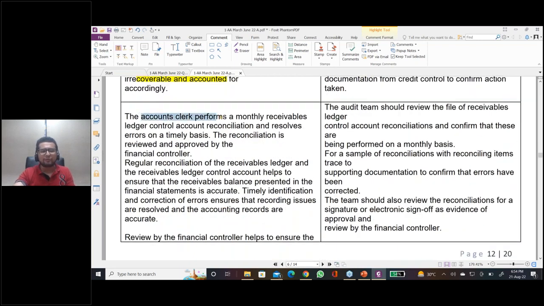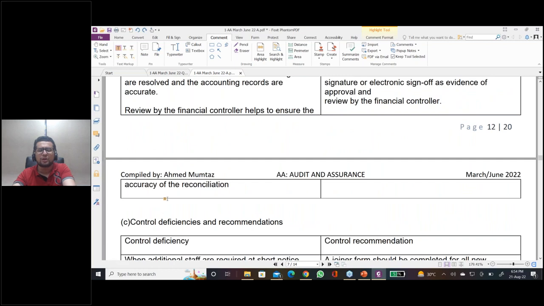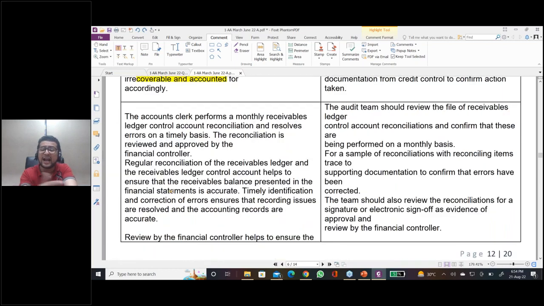So the accounts clerk performs the monthly receivable ledger control account reconciliation, all copied from the question, and this regular reconciliation will ensure that if there is anything which is not reconciled, it should be identified on a timely basis, and that review by the financial controller will ensure the accuracy of the reconciliation. That's an added control.